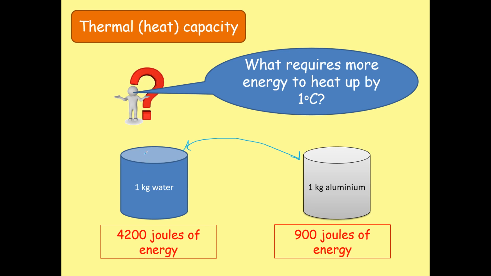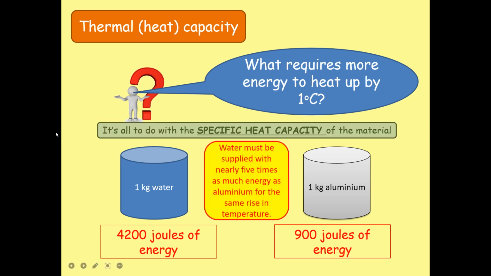So before we discuss thermal capacity, we have to have some restraint, and in this case, we're keeping the mass the same. So what is thermal capacity? It is the amount of energy or heat that an object of a certain mass can absorb before it raises its temperature by 1 degree Celsius. It is all to do with the specific heat capacity of the material.